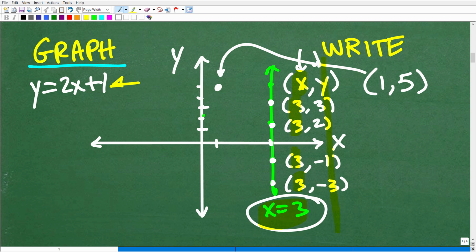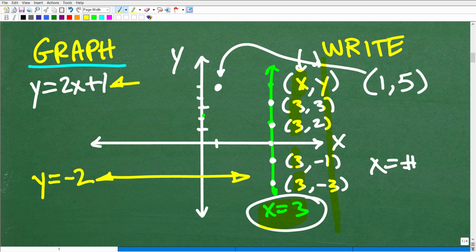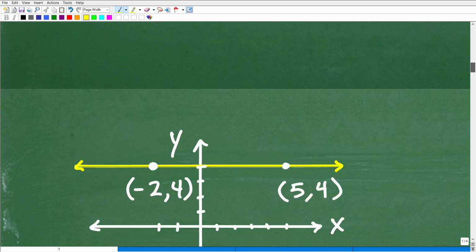So vertical lines are going to be x equals a number, and you guessed it, horizontal lines are going to be the other direction. They're going to be this way, using the variable y. So right here would be an example of y equals -2. Now let's go back to our problem here.